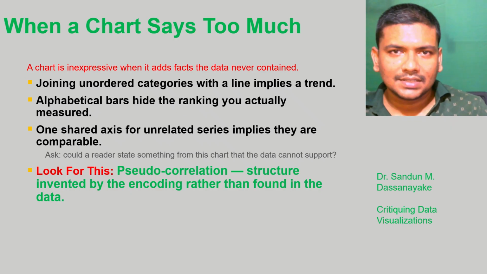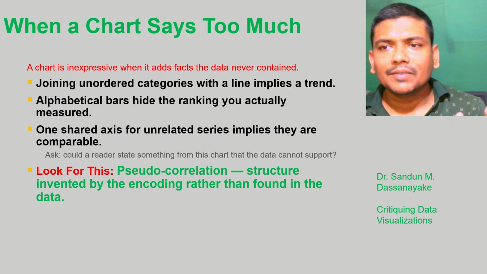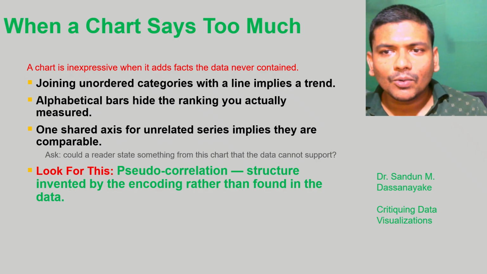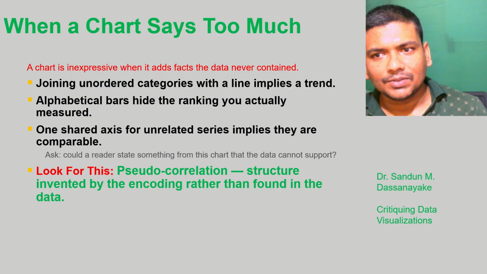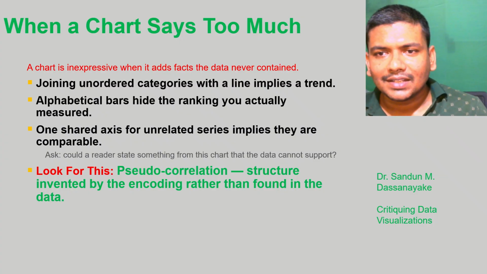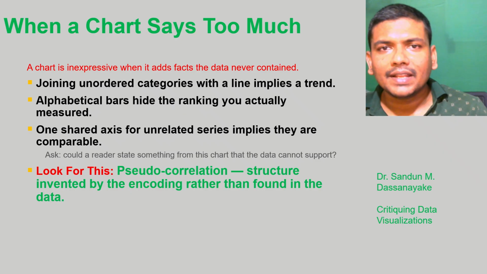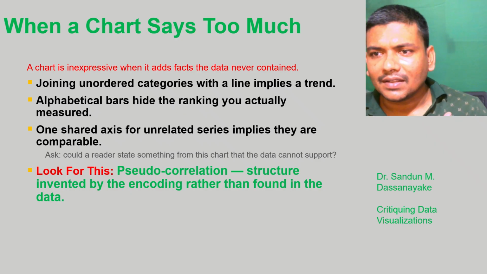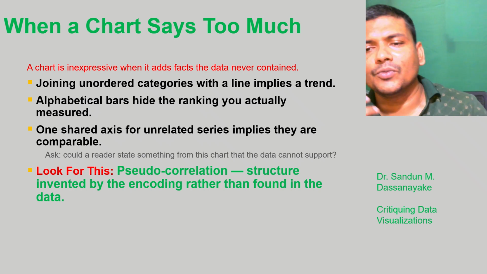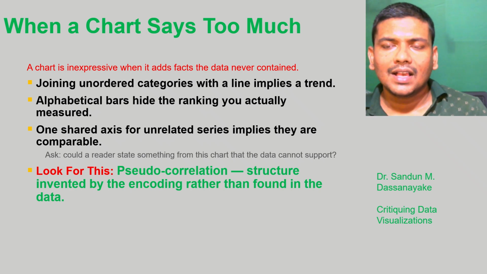Inexpressiveness is subtle because nothing on the page is factually wrong. The chart simply implies more than the dataset contains. A line joining Monday to Tuesday says something real about time. The same line joining Colombo to Kandy to Galle says a district is a step in a sequence, which it is not. The eye reads slope as trend, whether you mean it or not.